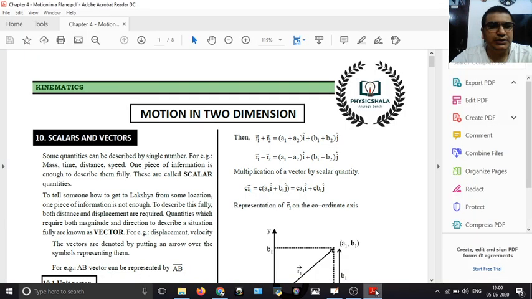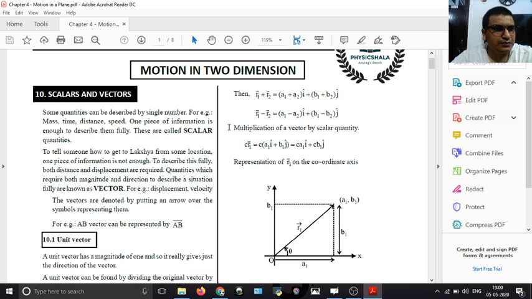Now we are moving to this PDF. As you see, scalar and vectors, motion in two dimension. Some quantities can be described by a single number, for example mass, time, distance, speed. One piece of information is enough to describe them fully, that is called scalar quantities. But on the other hand, some quantities need a single number as well as a direction. Those quantities are called vector quantities, and they can be represented by this method AB, showing the arrow on top of that. So let's discuss unit vectors first.